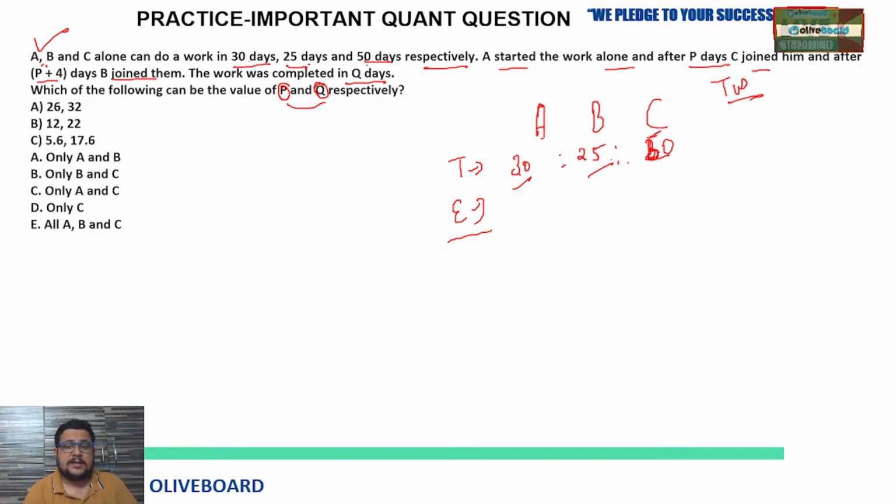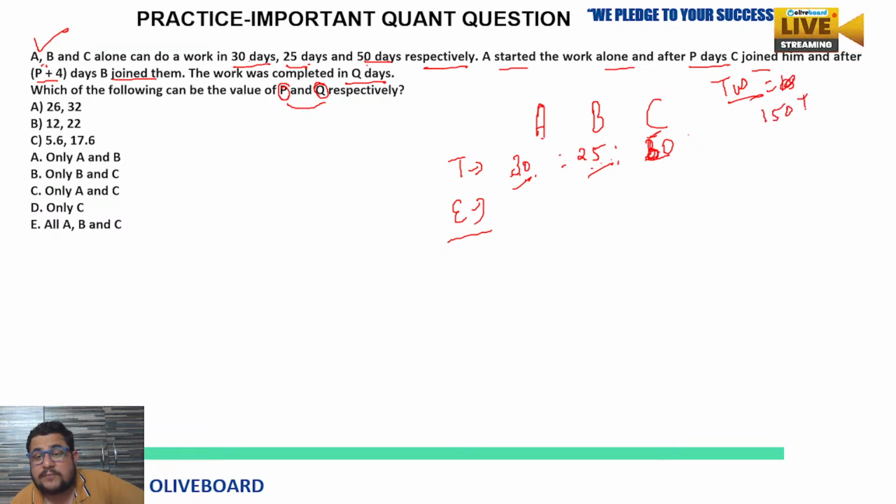The LCM of 30, 25 and 50. Let's check the largest number, 50. 25 is divisible into 50, 50 by 25 is 2. Now 30, no. 5 twos are 100, no. 5 threes are 150, yes, 150 is divisible by 30, and 150 by 30 is going to be 5. So for A, B, C with 30, 25, 50, the total work is going to be 150.